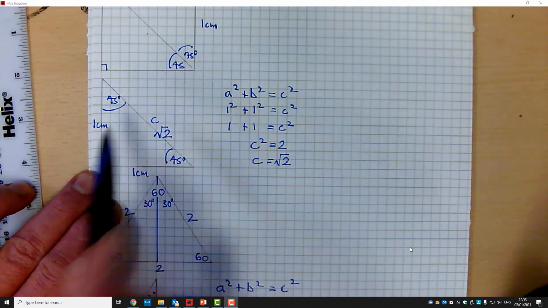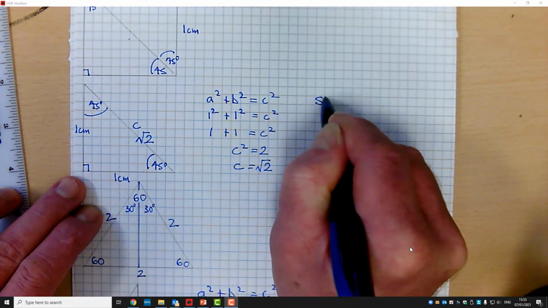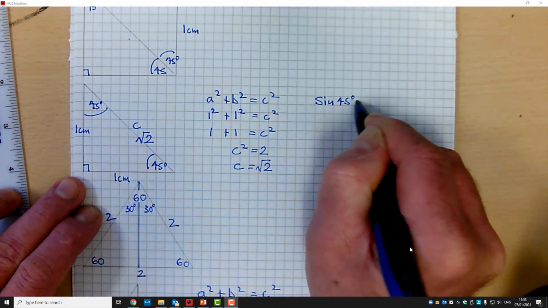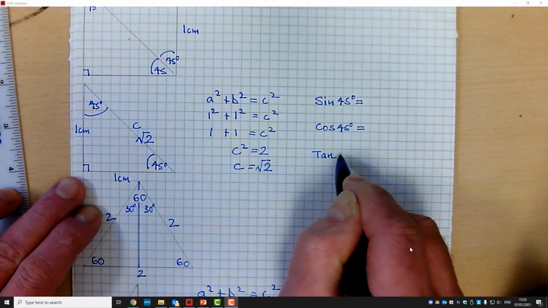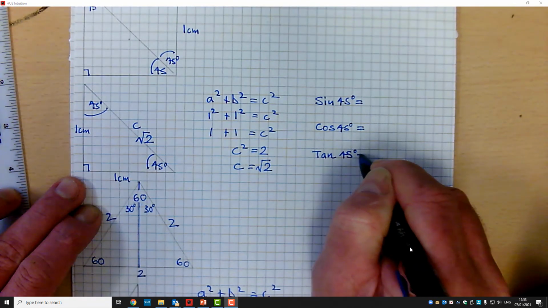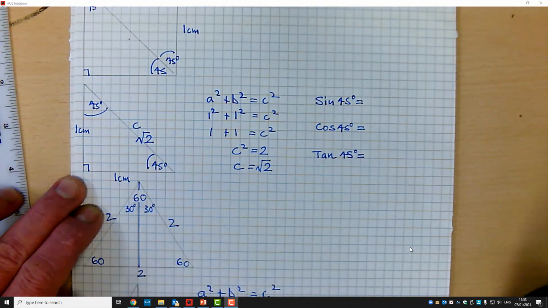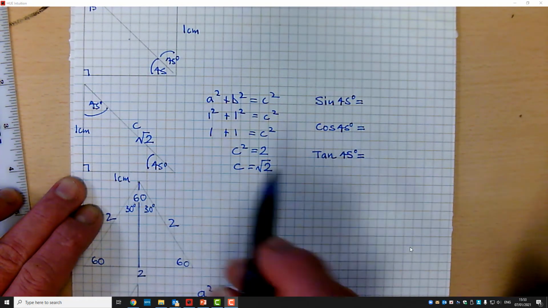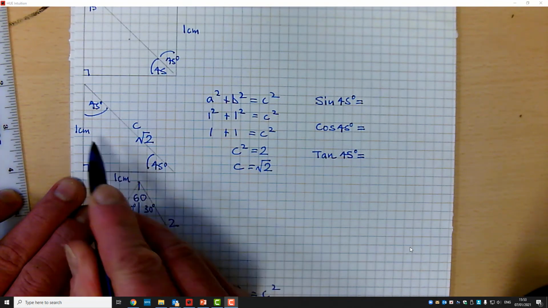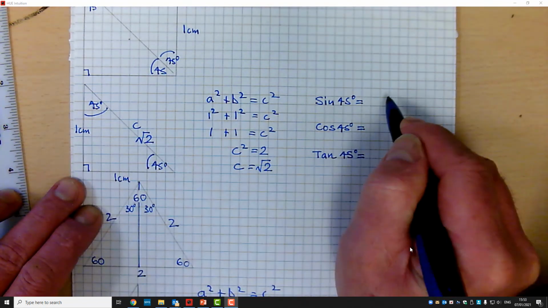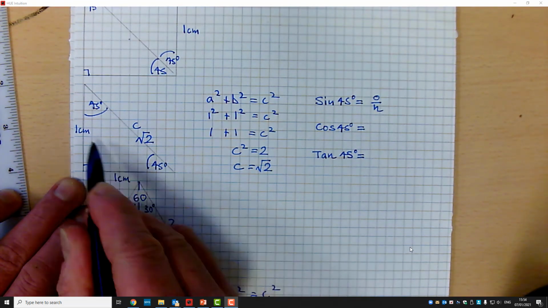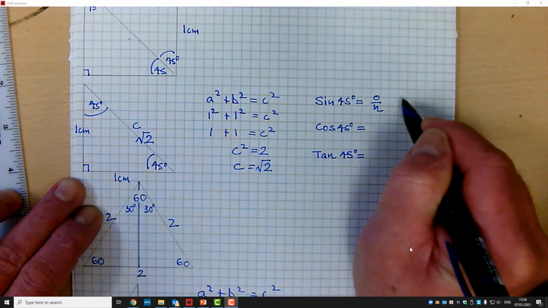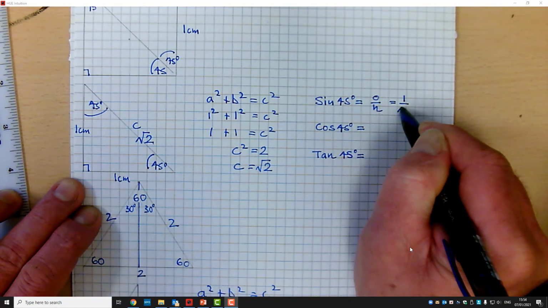So let's look at 45 first of all. I'm going to write it out. Sine of 45 equals, cos of 45 equals, tan of 45 equals. Right, so what is the sine? The sine is the opposite divided by the hypotenuse. Remember, Sickness On Holiday. Sine, opposite, hypotenuse. So here's 45 degrees. The opposite is 1 and the hypotenuse is 2. Let's just write that out. The sine is the opposite divided by the hypotenuse. Okay, the opposite is 1 and the hypotenuse is the square root of 2.